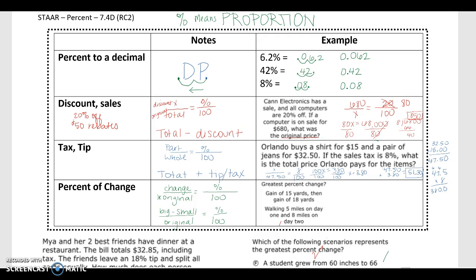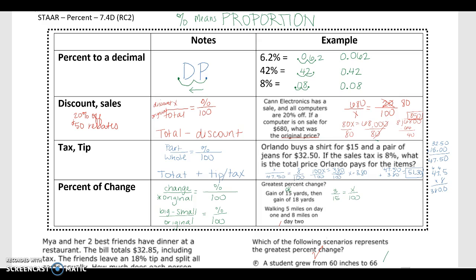So greatest percent of change. You either gain 15 yards and then gain 18 yards, or walk 5 miles a day in one day, or 8 miles on the second day. Okay, so change is going to be from 15 to 18, right? So 18 minus 15 is 3 over original. That was the first one. Over 15 equals x over 100, right?